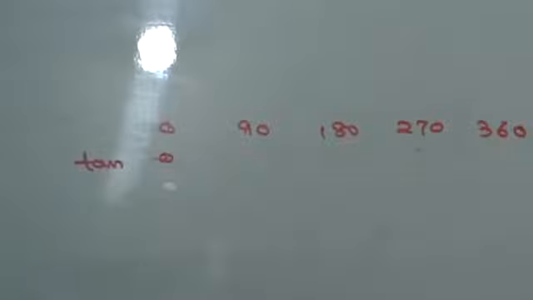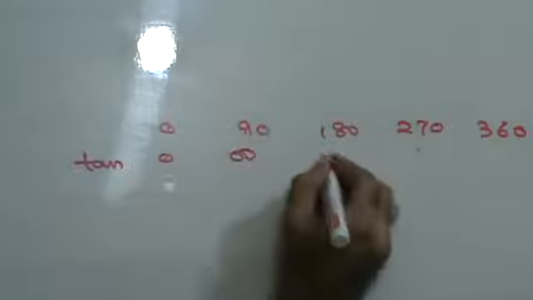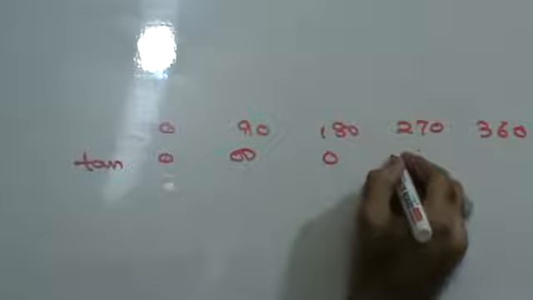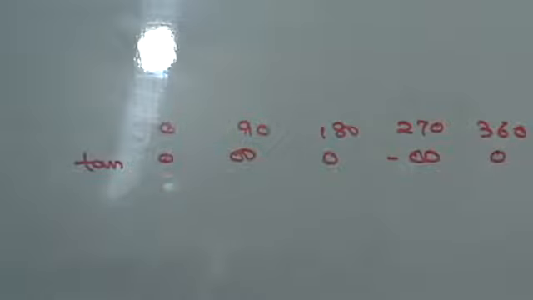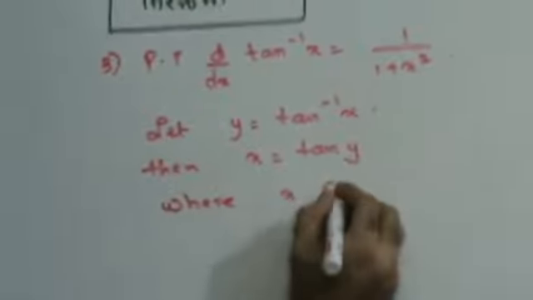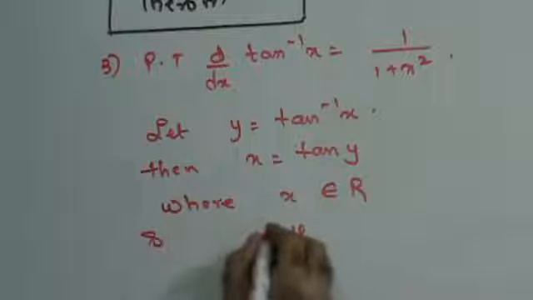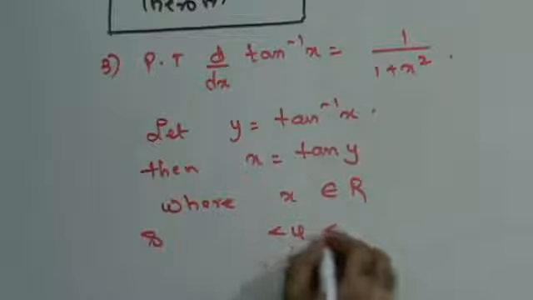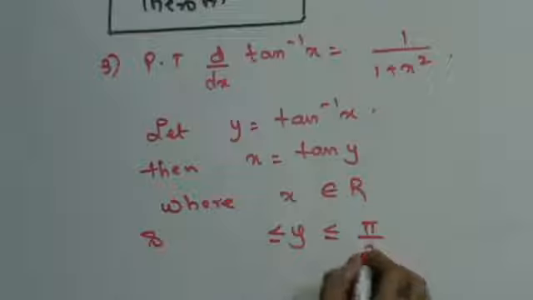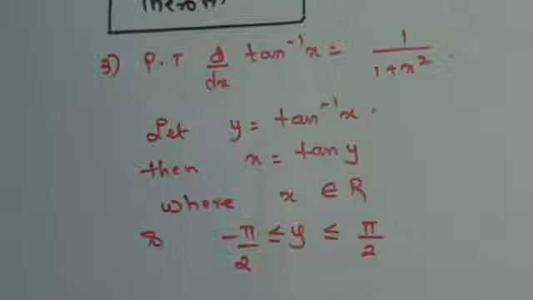0, 90, 180, 270, 360. Tan of 0 is 0. Tan 90 is infinity. Tan 180 is 0. Tan 270 is minus infinity. Tan 360 is 0. That means the tan function could be anything, any real number. So I can say x should belong to the real numbers, any real number up to infinity, and y is maximum and minimum at 90 and 270. 270 can be written as minus 90.